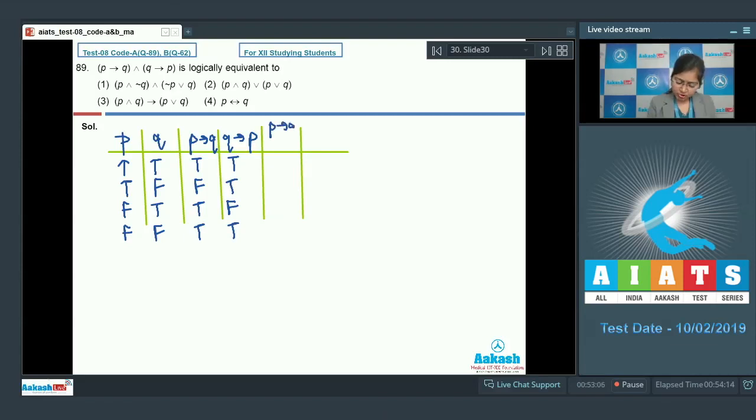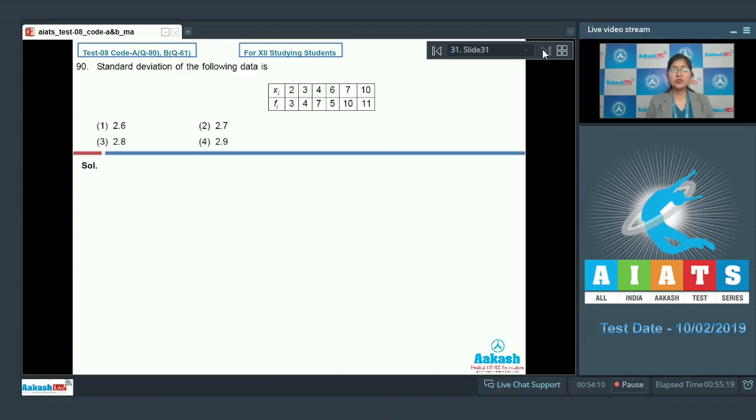Now P implies Q and Q implies P will be equal to T, F, T. And if we find the value of P if and only if Q, then it will also be T, F, F, T. Now as these two are equivalent, hence the correct answer is option number 4.